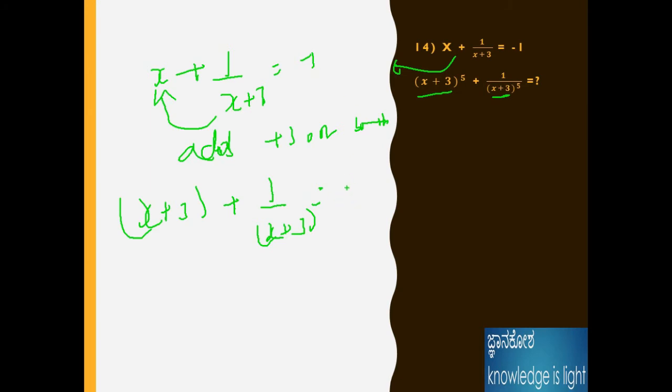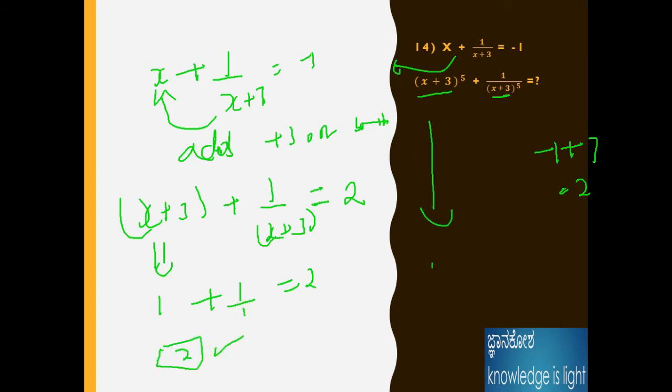2. That means 2 minus 1 plus 3, the answer should be coming as 2. Then I will take x plus 3 as 1, so 1 plus 1 is equal to 2, 1 by 1 is equal to 2. Therefore LHS and RHS become equal. Apply this logic here: 1 plus 1 is equal to 2 is the answer for this question. Like that we can easily solve.